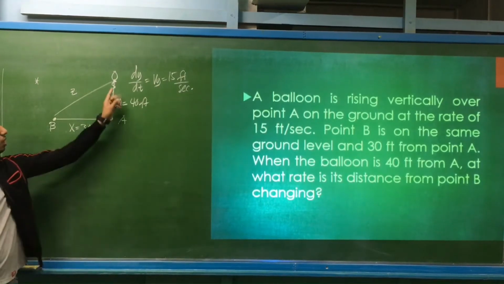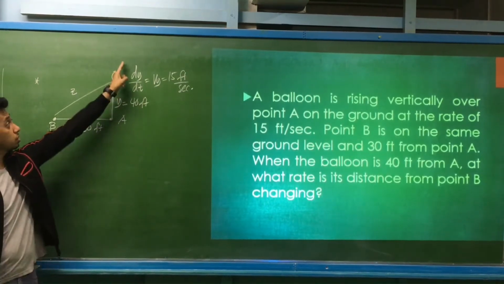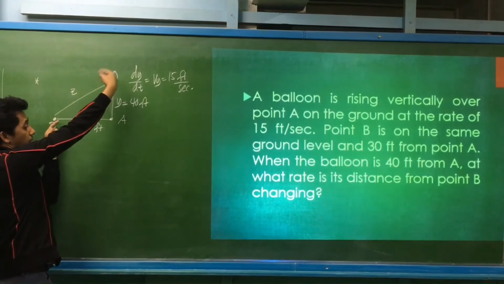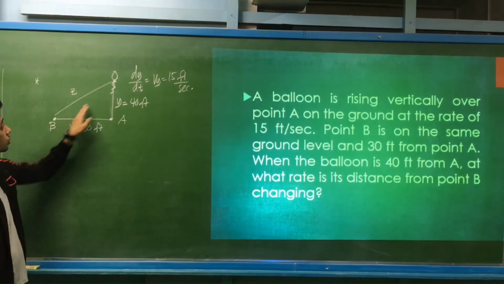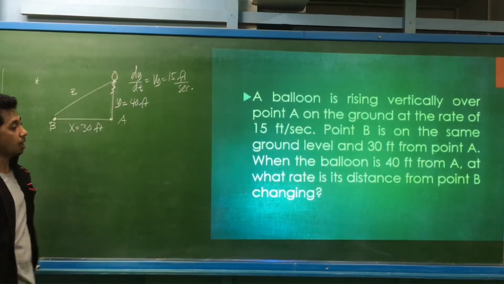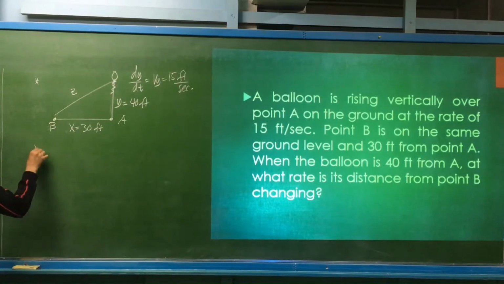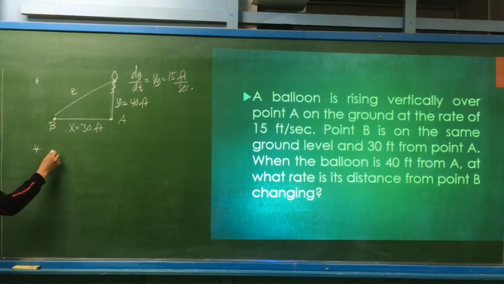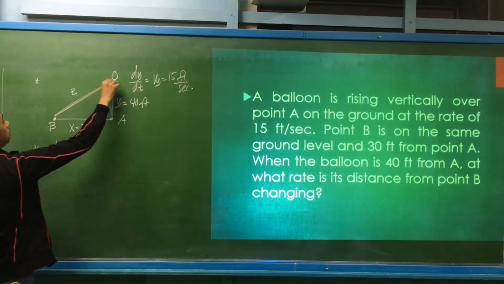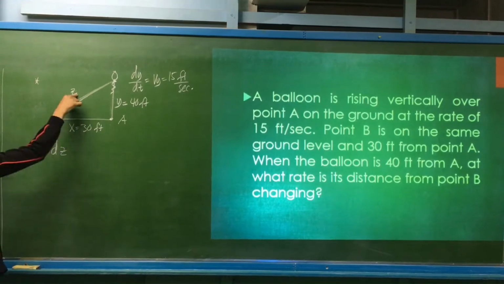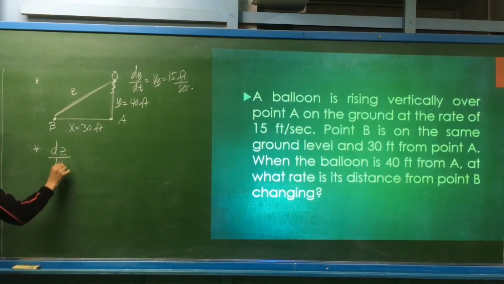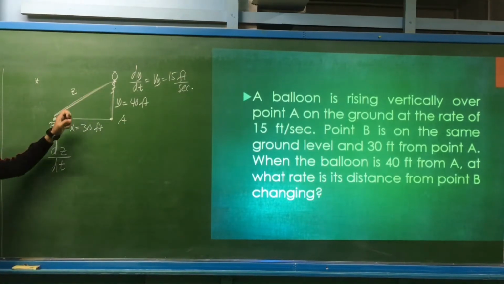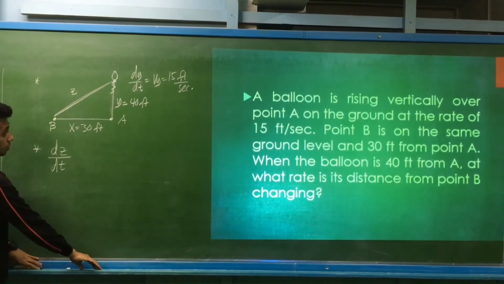As the balloon rises, the distance between the balloon and point B will be increasing. So the distance increases as the balloon goes up. In the second step, after determining the given, we identify what is required. Let's say the distance between B and the balloon is z, that is dz over dt. So how fast is the distance between the balloon and point B changing? That is the required.